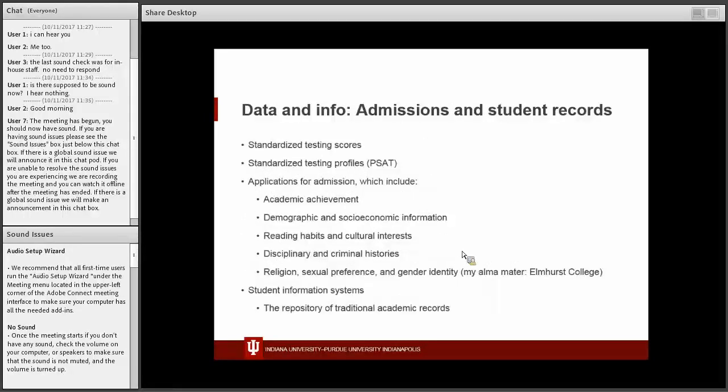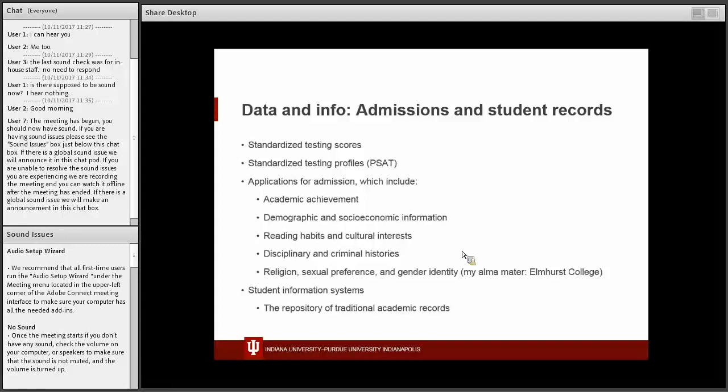So what about admissions and student records? Admissions are a trove of data and information on which learning analytics relies, because these admissions applications include a lot about a student's academic achievement, and his or her demographic and socioeconomic information.